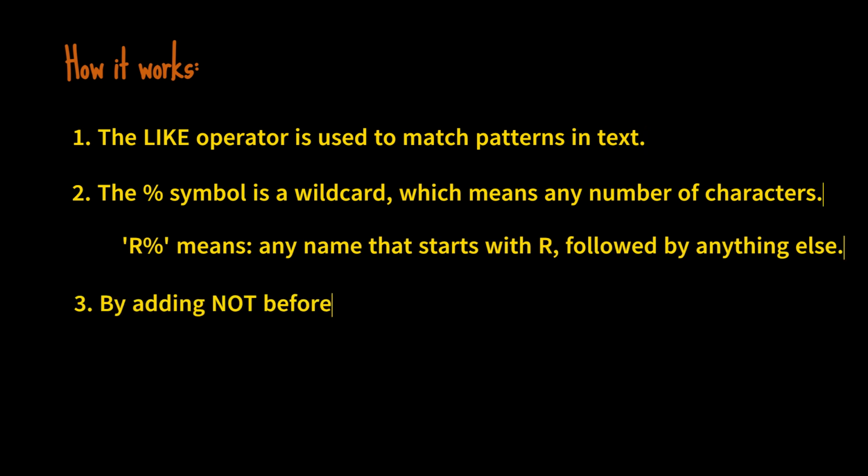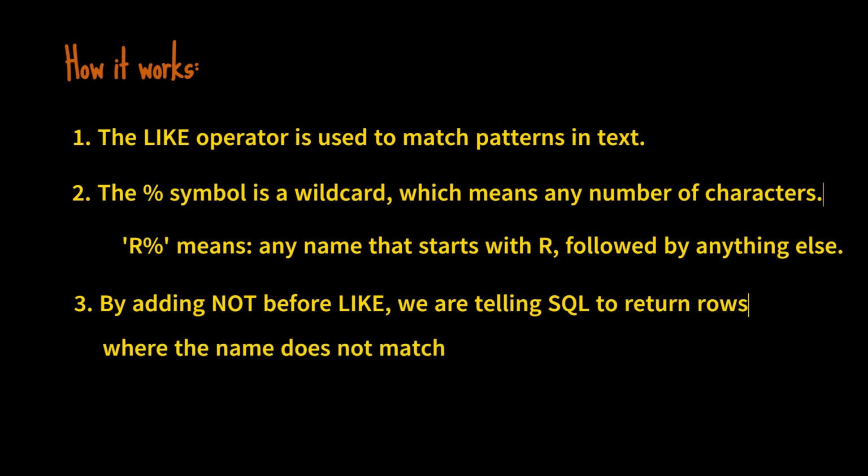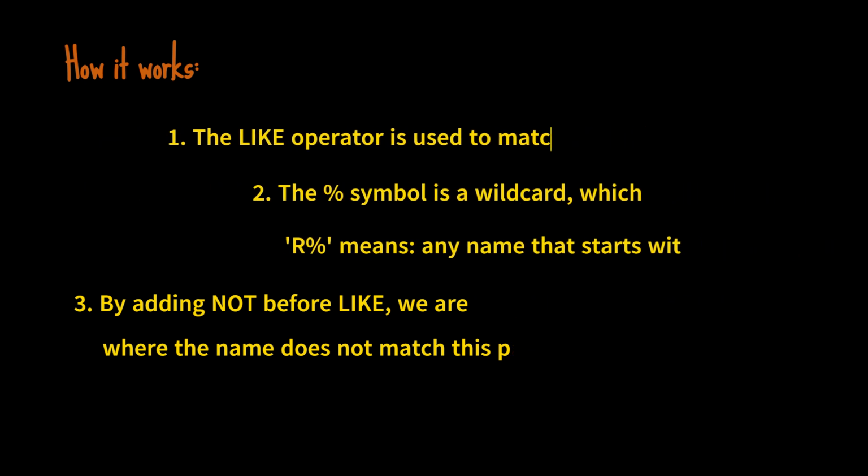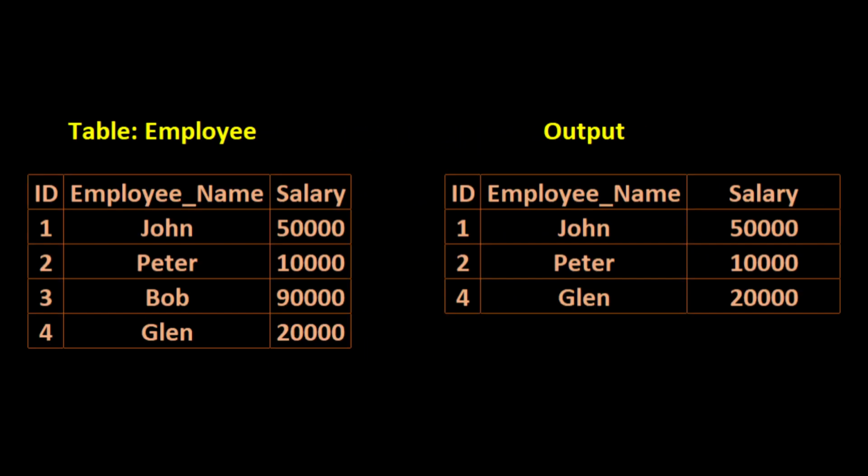By adding NOT before LIKE, we are telling SQL to return rows where the name does not match this pattern. So in simple words, this query finds all employees whose names do not begin with the letter B. In the result, you can see that only the employees whose names do not start with the letter B are shown.